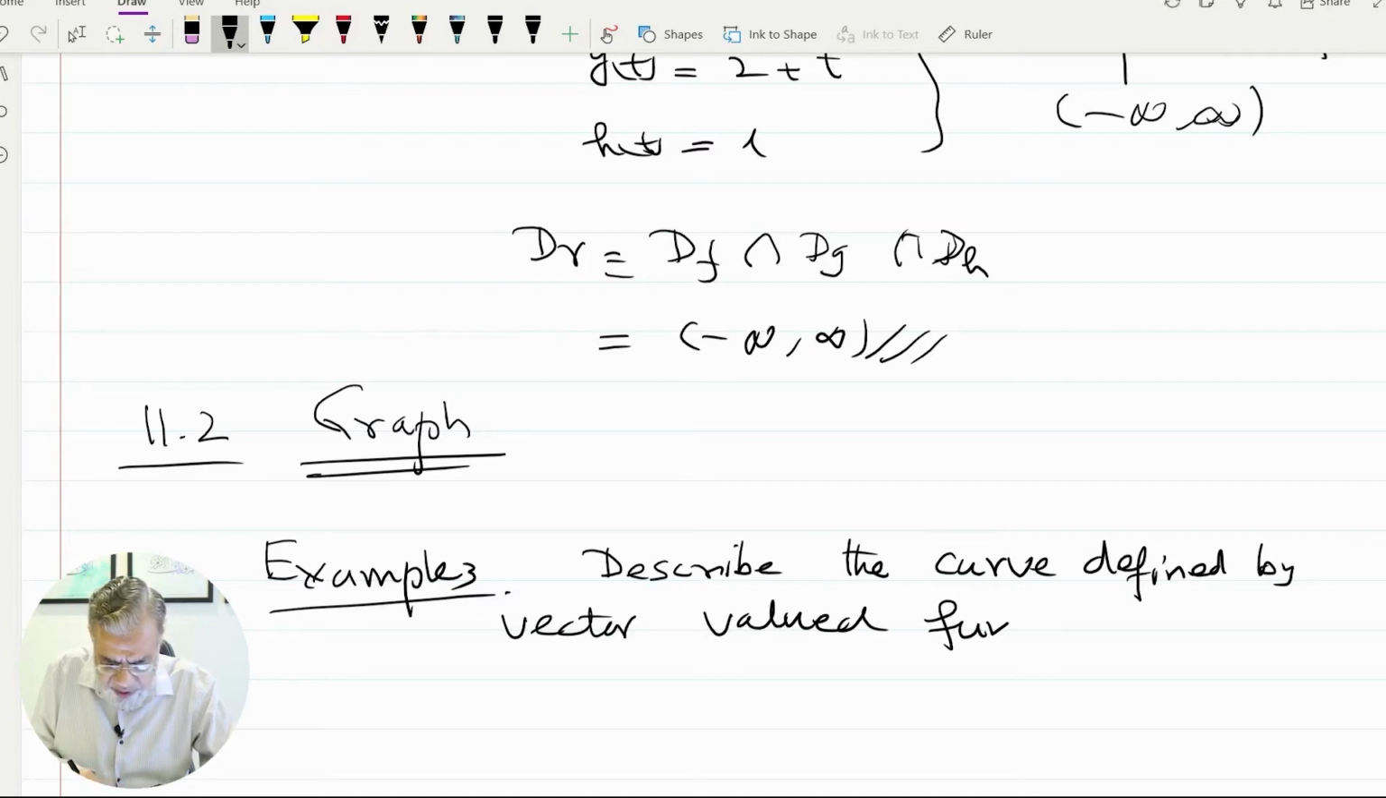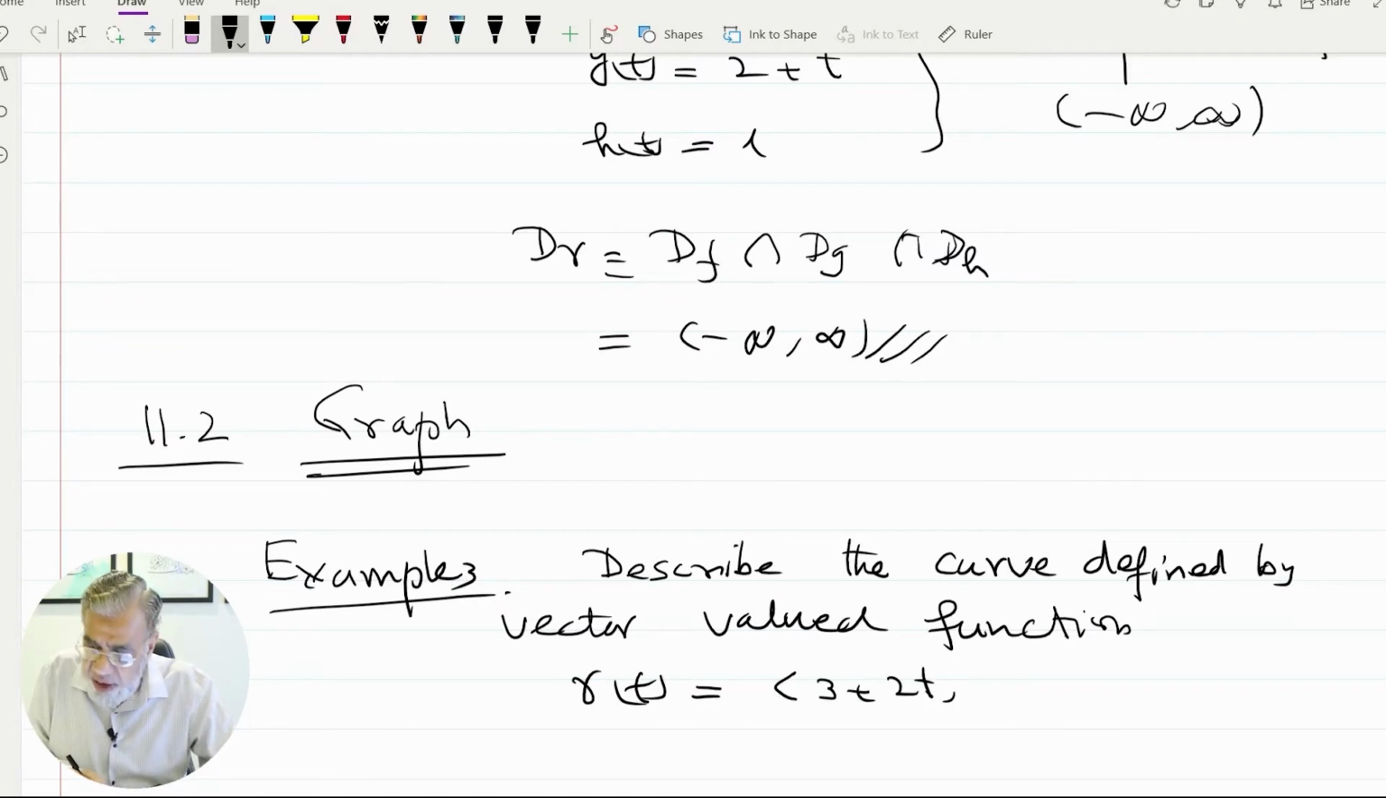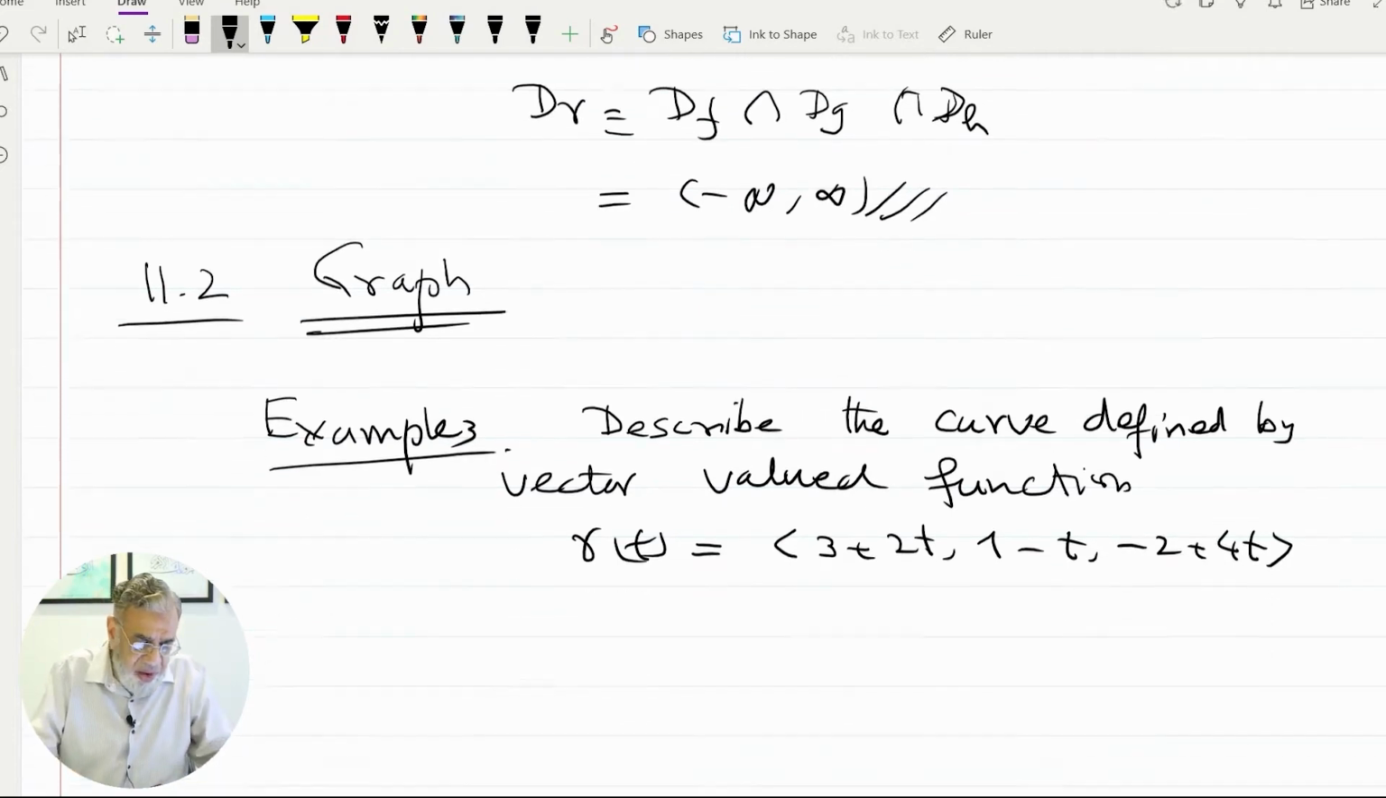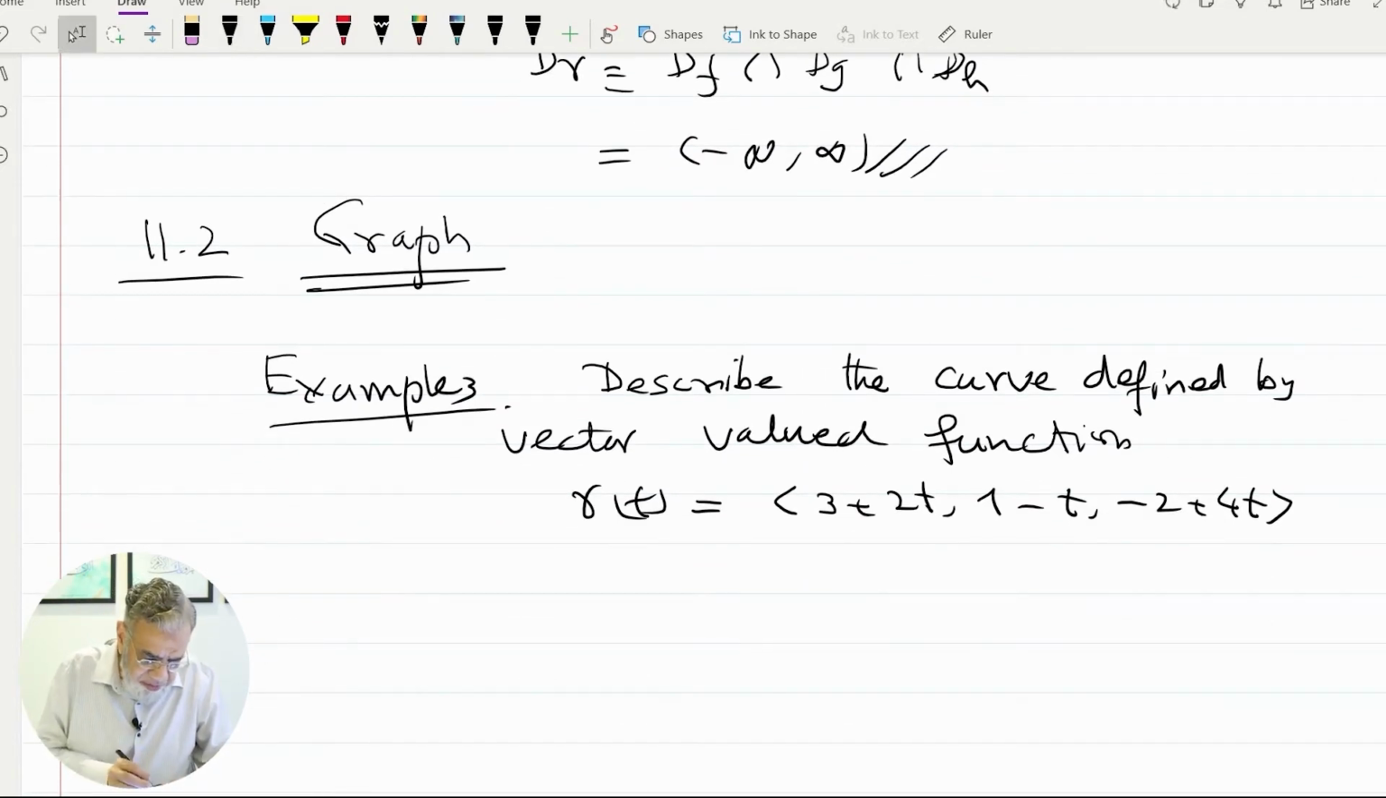The vector valued function we have here is r of t. r of t is the function 3 plus 2t, 1 minus t, and minus 2 plus 4t. So this is my vector valued function that's given to me. I want to show what it represents, so I write my solution.